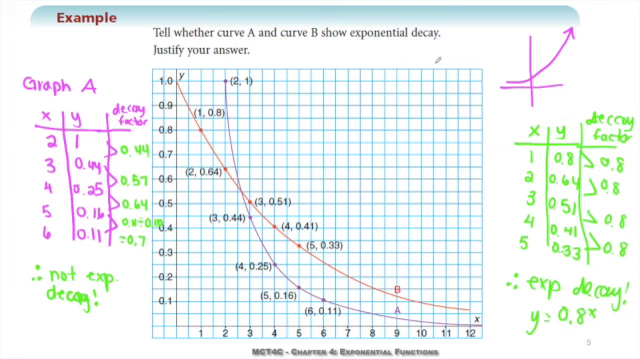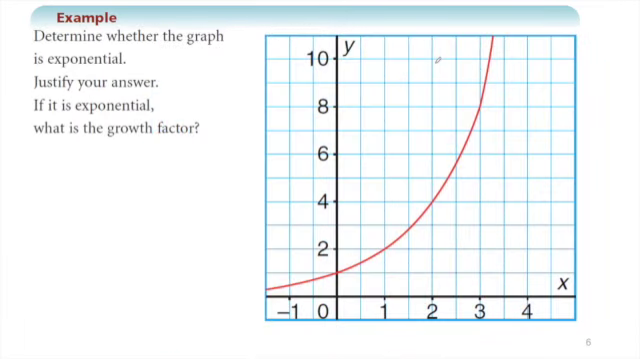Okay. Let's look at another example. Determine whether the graph is exponential. Justify your answer. If it is exponential, is it growth or decay, and what is the growth factor? Okay, so all you're going to do here is find some nice points that you're able to put into a table of values to figure out that growth factor. So you have -1/2, 0, 1, 1, 2, 2, 4, and 3, 8. Those are nice points.